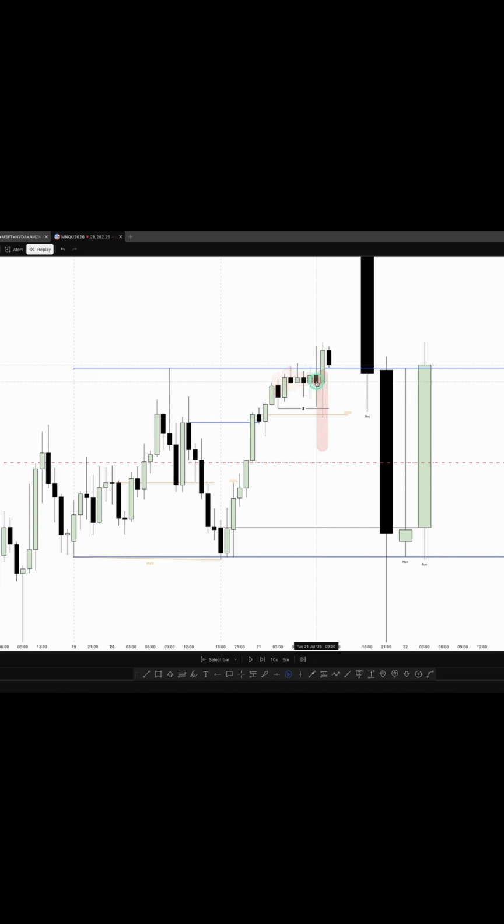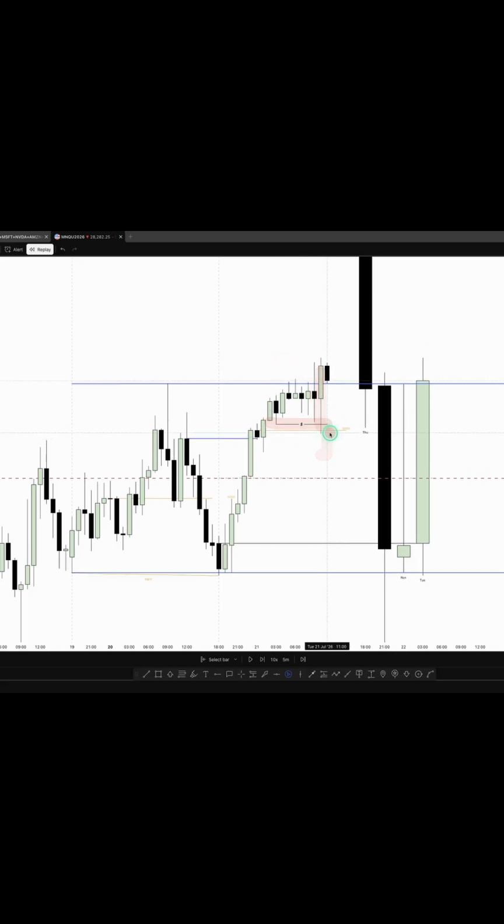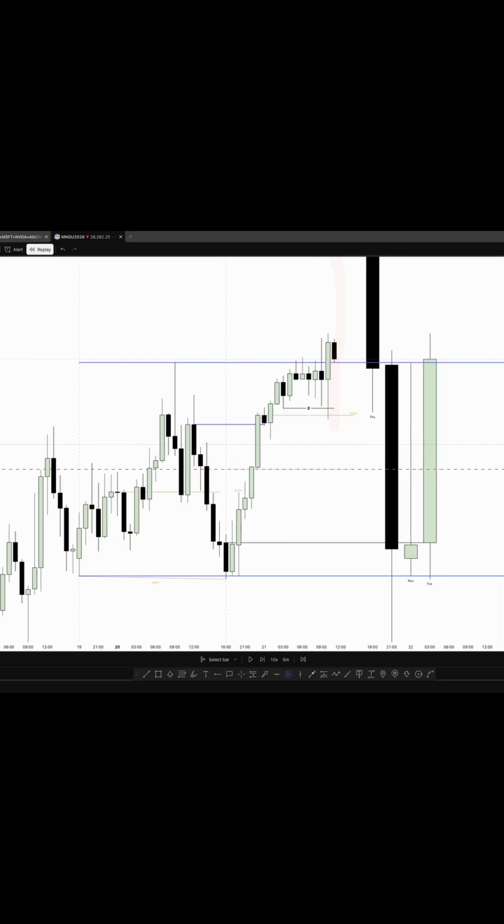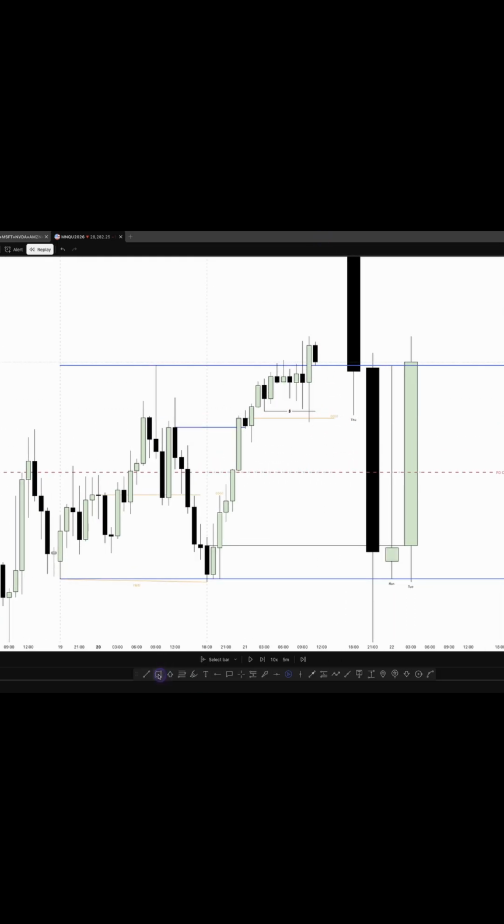Boom. 9 o'clock actually swept the consolidation high, right? And then 10 o'clock came, swept the consolidation low, and then he gave you a C2 closure. You see how 10 swept 9's low and swept the consolidation low as well, and then he went back up. Well, that's kind of what I like to see when that happens.